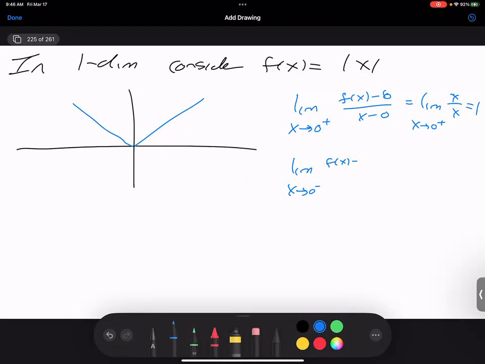I could do the limit as x goes to 0 from below of f of x minus, I guess I should write f of 0 here, minus f of 0 over x minus 0. But now, since x is negative, what's the absolute value of x? If x is negative, what's the absolute value of x? Negative x, right? What's the absolute value of negative 4? It's 4. 4 is negative negative x. So this would just be negative x over x, which is negative 1. And these are different. So not differentiable.